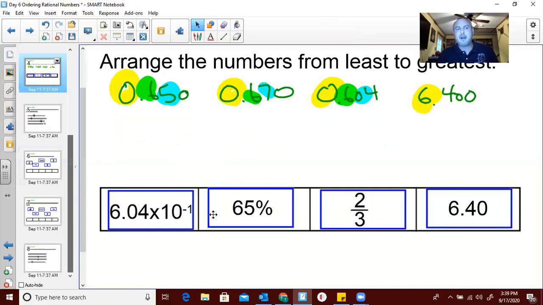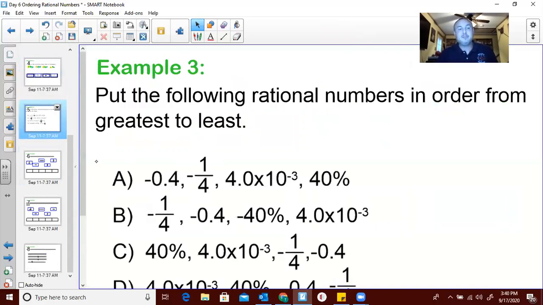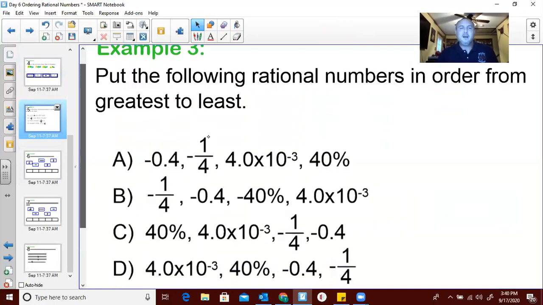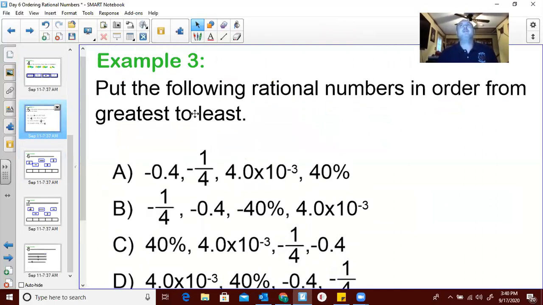I actually like these problems a lot more than these problems because these problems are messy looking. All right, step 1, read the question. Cannot stress enough how important it is to read the question. So I'm going to put the following rational numbers in order from greatest to least.